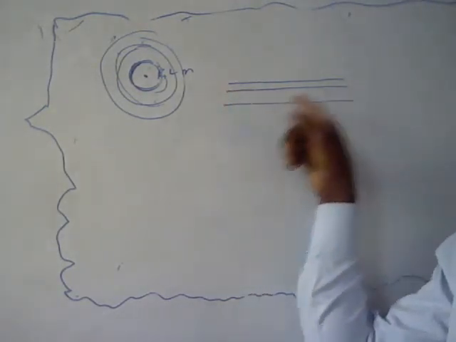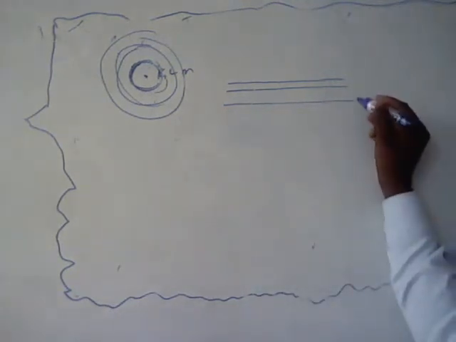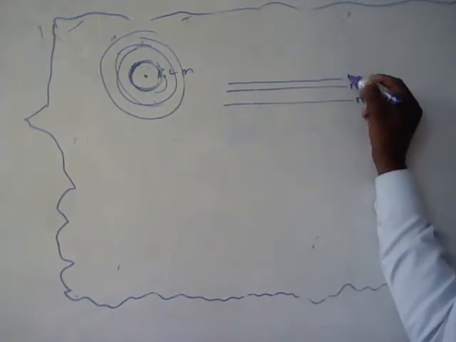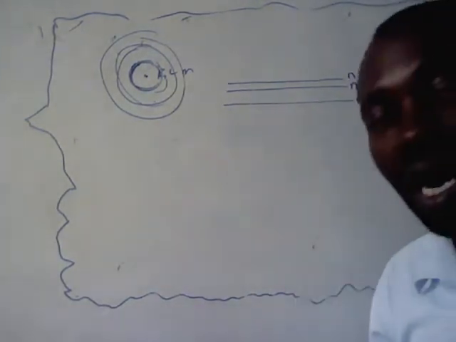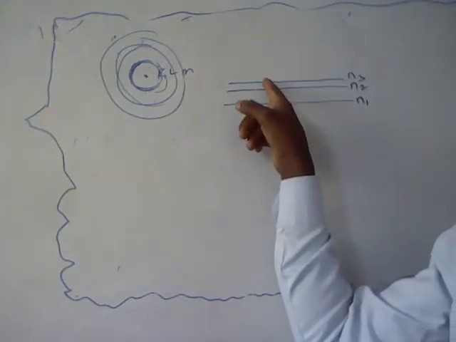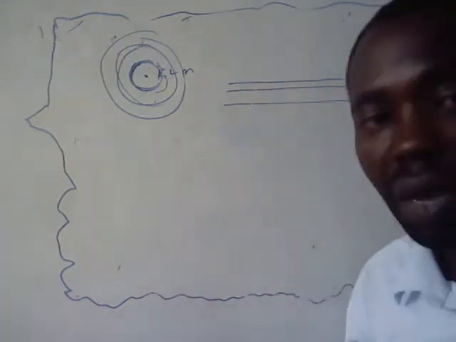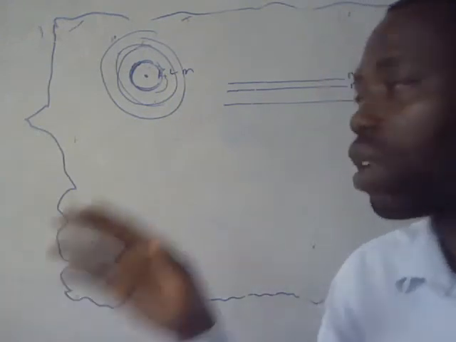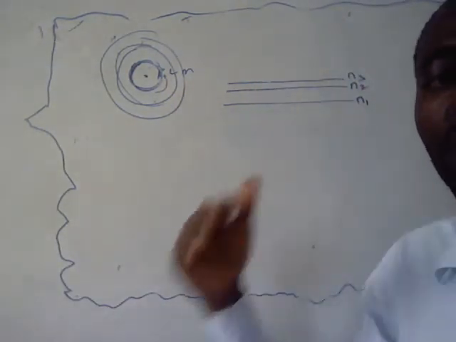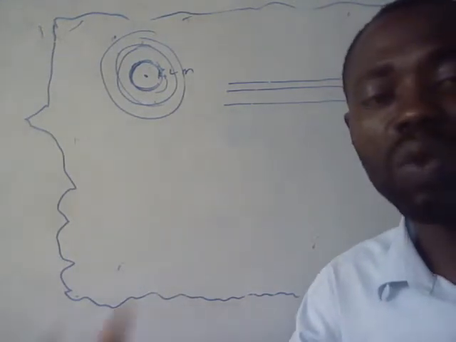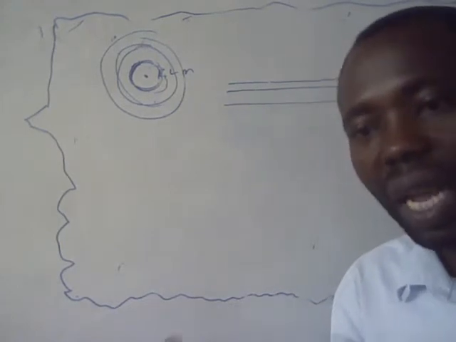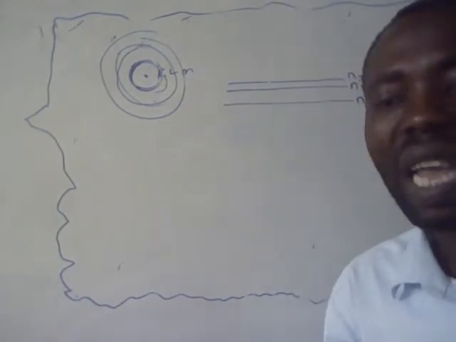Electrons are at the first energy level. Electrons are at the second energy level. Electrons are at the third energy level. When electrons move from a higher energy level to a lower energy level, they will release energy in the form of radiation, energy in the form of light, a pulse or flash of light.